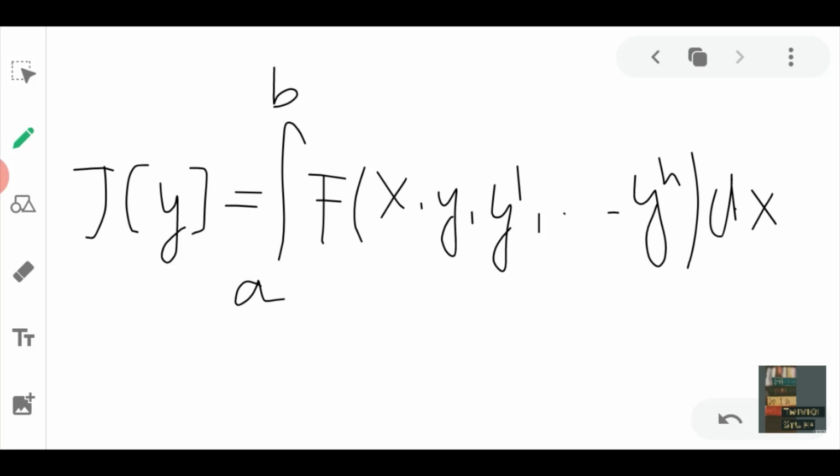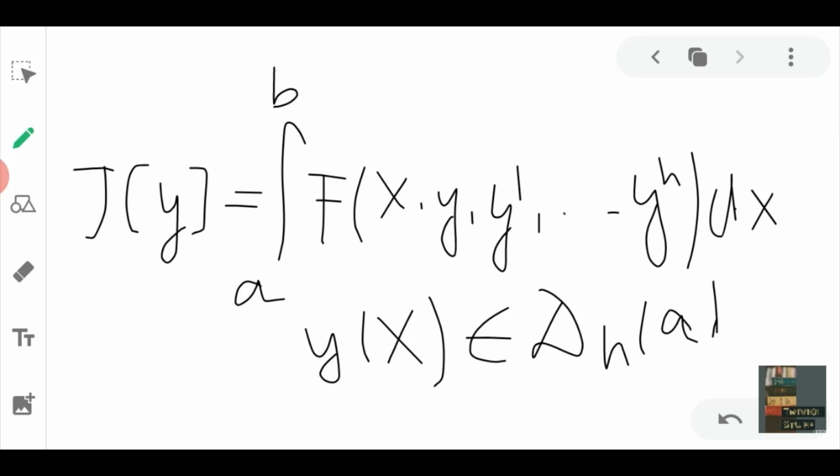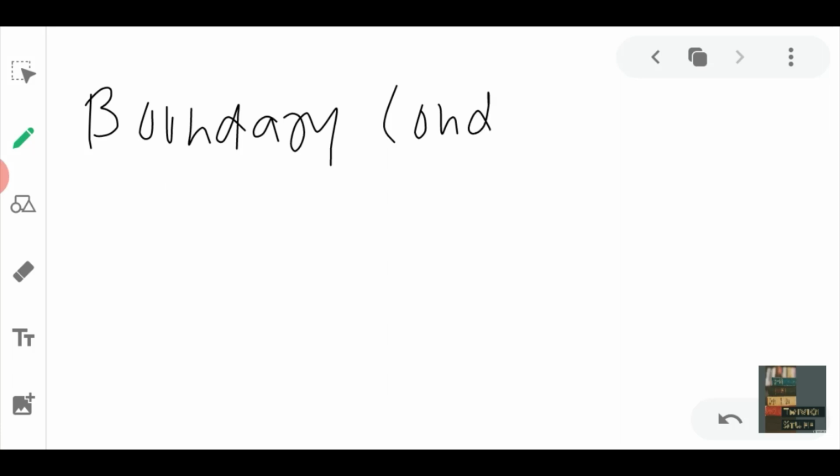So our problem of interest is that among all the functions y of x which belong to a class of functions given by D sub n of a, b, where the functions lie between a and b and have continuous derivatives up to the nth derivative, the functions whose nth and lower derivatives are continuous, and these functions satisfy the boundary conditions, let me write the boundary conditions.